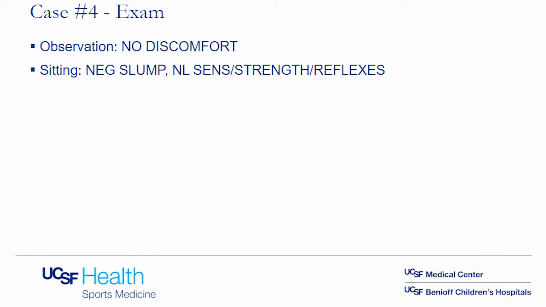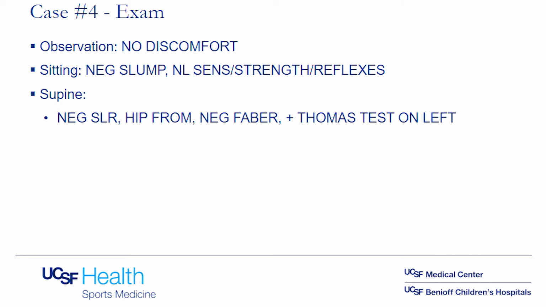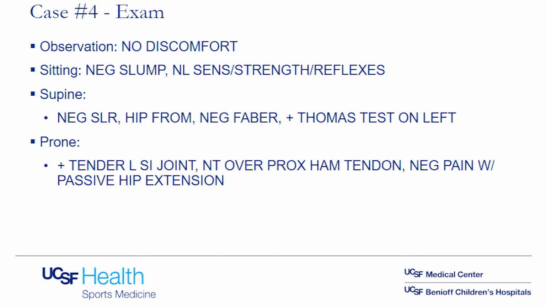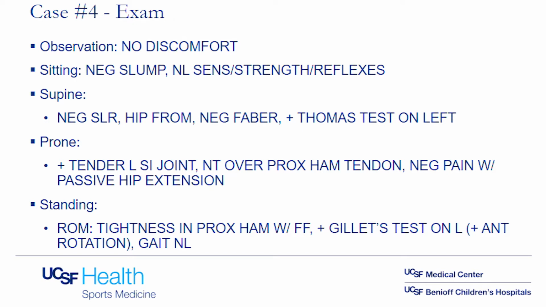Okay, no discomfort when you look at this patient. Negative slump test, everything looks good strength-wise, reflexes, negative straight leg raise. Positive Thomas test on the left. Who knows what a Thomas test is? Okay, we're going to learn, everyone. Prone, tender at the left SI joint, not really tender over the tendon where he says he feels the pain. No pain with passive hip extension. And standing, tightness in the proximal hamstring when he leans forward. Positive Gillet's test on the left.